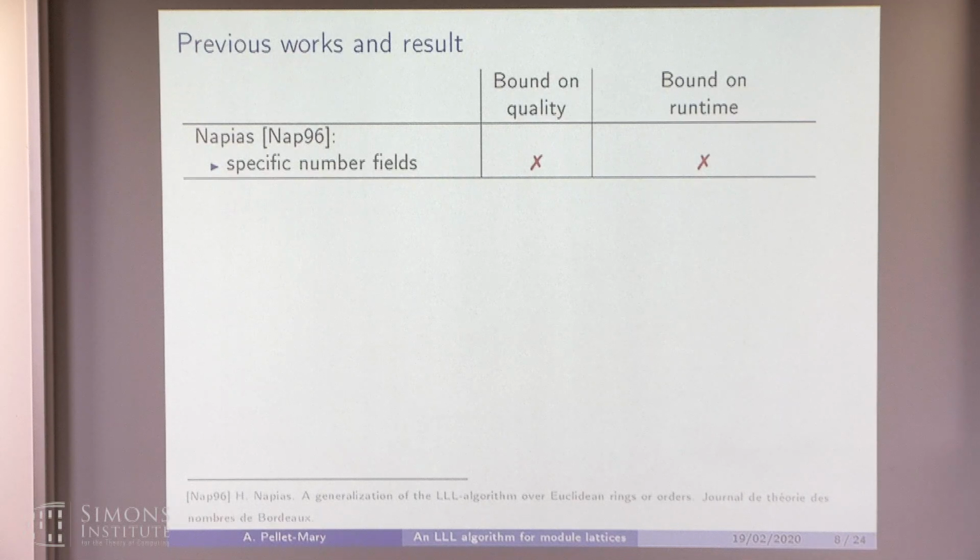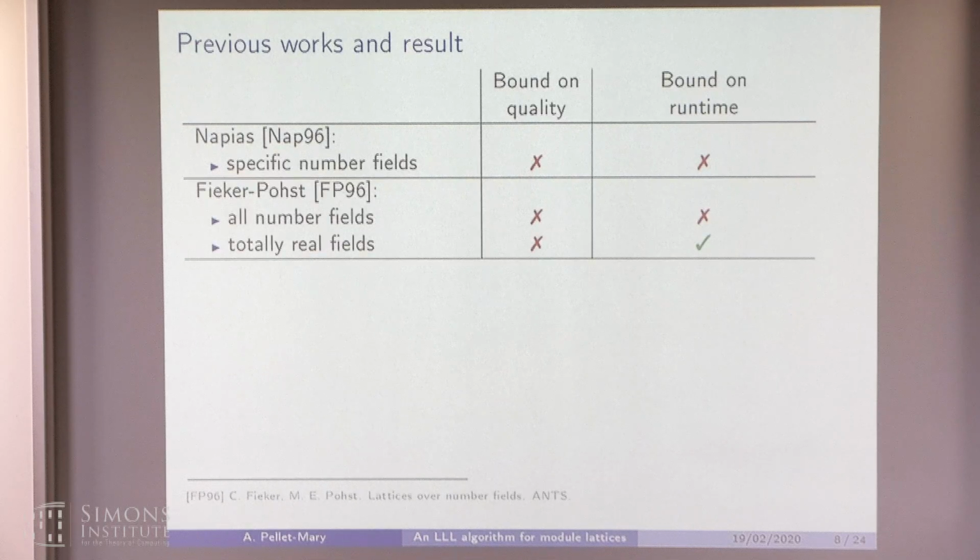The first result about generalizing LLL to number fields is due to Napias in '96, and she described an algorithm, but there is no proof that it's polynomial time, and no proof that the output is going to be small. She was more interested in practice. She tried it, and it worked quite well for some small number fields she was interested in, but that's all. The same year, Fieker and Pohst also proposed an LLL algorithm for all number fields, but same thing, they couldn't prove anything. For totally real number fields, they can prove that the runtime is polynomial, but they have absolutely no bound on the quality, the shortness of the output vector.